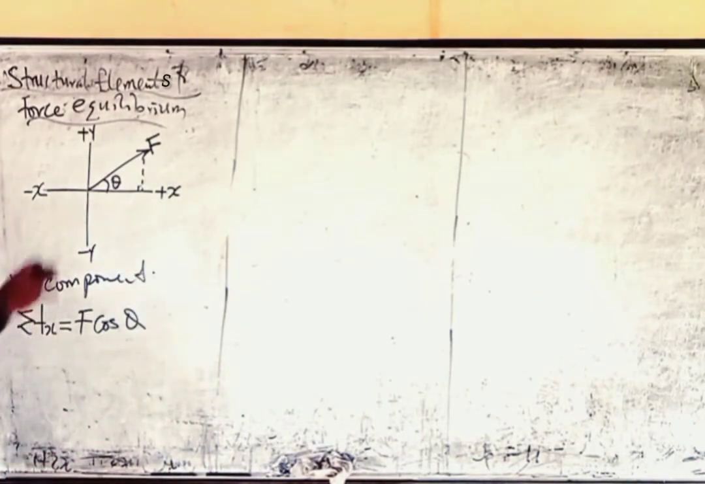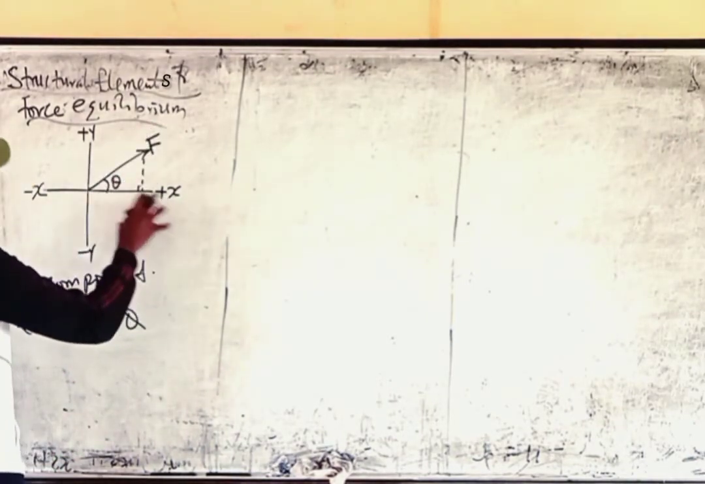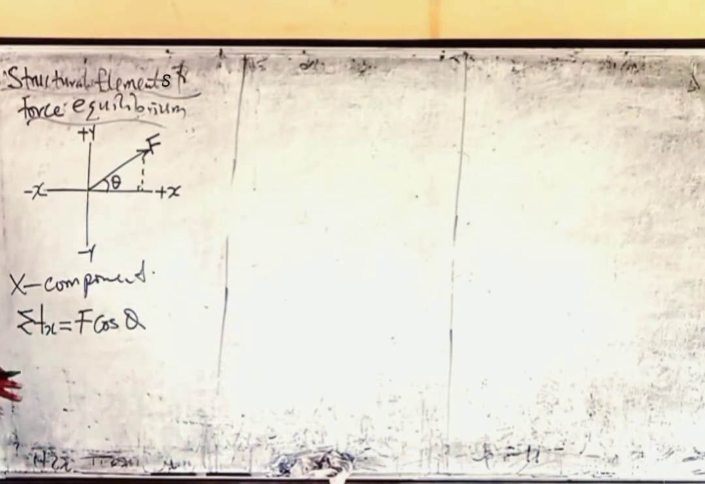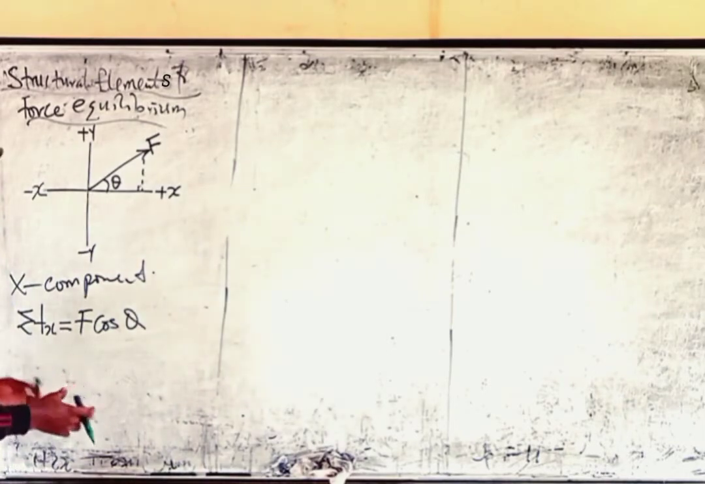But without wasting time, if you want to resolve a force to the x direction, and the angle is between the force and the horizontal axis, what you do is just multiply the force by the cos of the angle between that F and the horizontal, not the vertical. You take note of that.